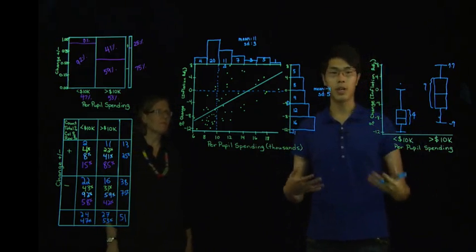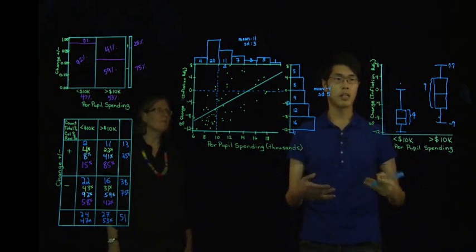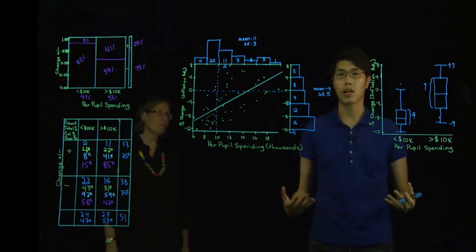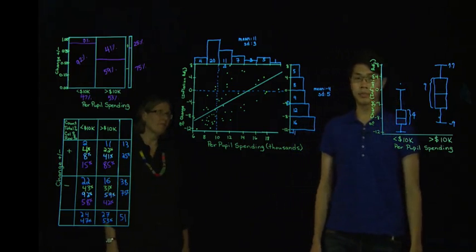Okay, so going back to your question, the distribution of expenditure increase among states is way lower for states with less than $10,000 per pupil spending.